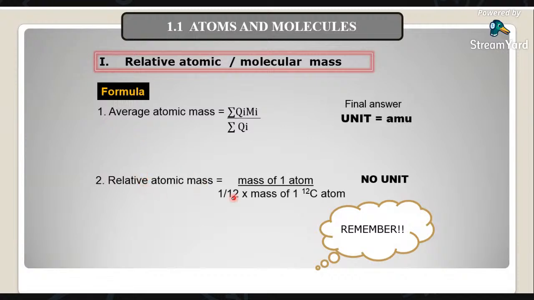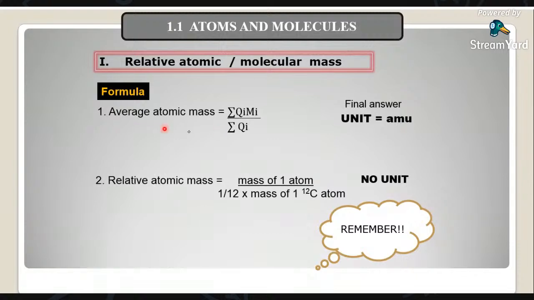Relative atomic mass. So usually we need to calculate the average atomic mass first, but it also depends on the questions. You have to remember that the average atomic mass is the summation of chemi over summation of key, and it has a unit. The unit is AMU. But for relative atomic mass, it does not have a unit, because we have the same unit top and bottom, so we can cancel out. That's why it has no unit.